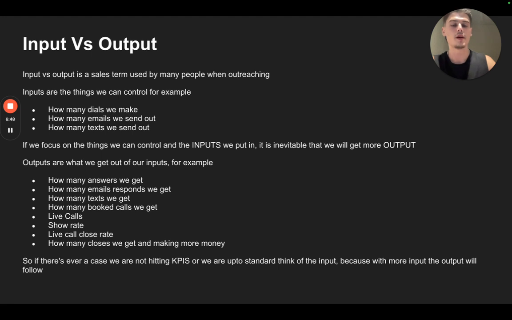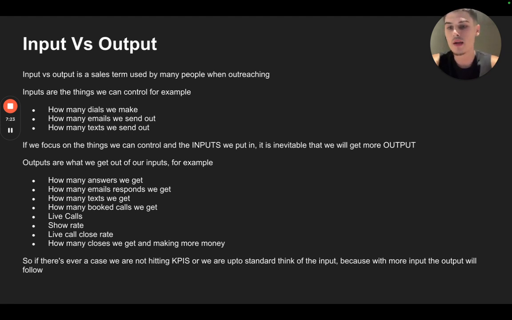Input versus output. Everything in setting and even cold calling is all inputs. You can control the inputs. You can also somewhat control the outputs, but without the inputs, you'll never get the output, right? Input versus output is a sales term used by many people when outreaching. Inputs are things we can control. For example, how many dials we make, how many emails we send out, how many texts we send out. If we focus on these things we can control and put the inputs in, it is inevitable that we'll get more output, right?